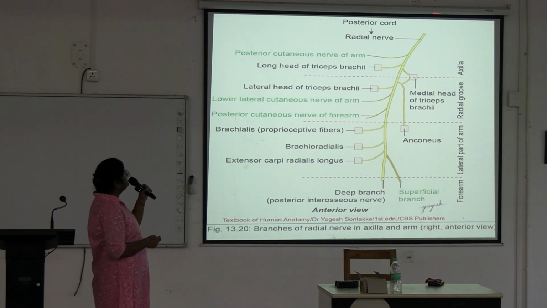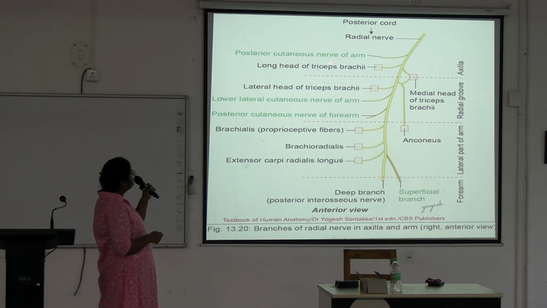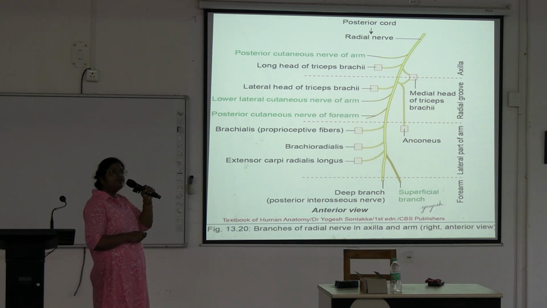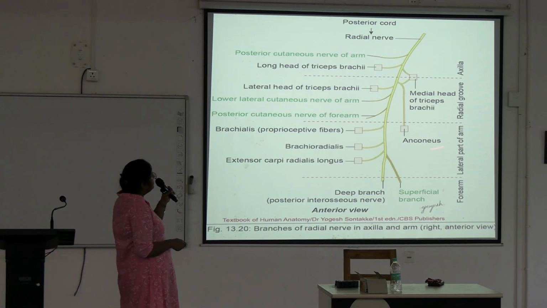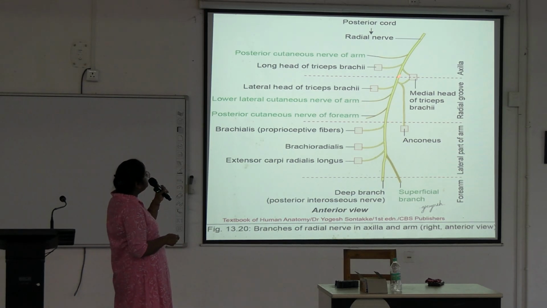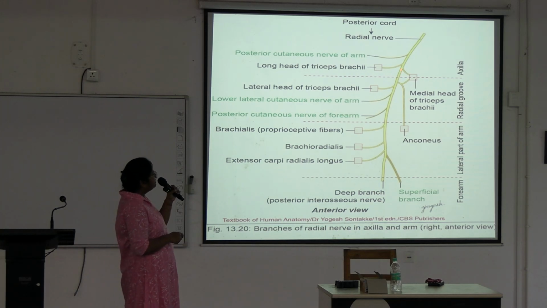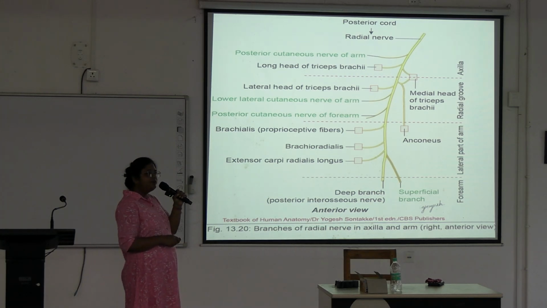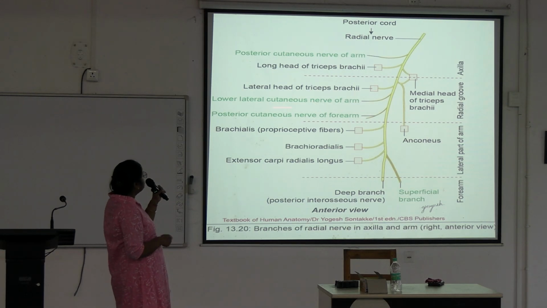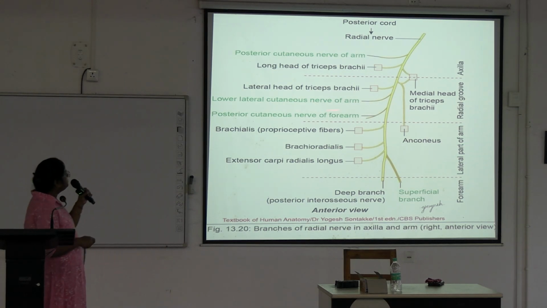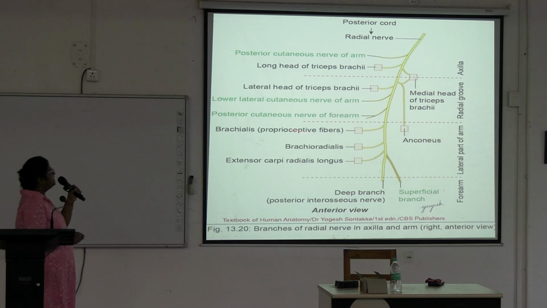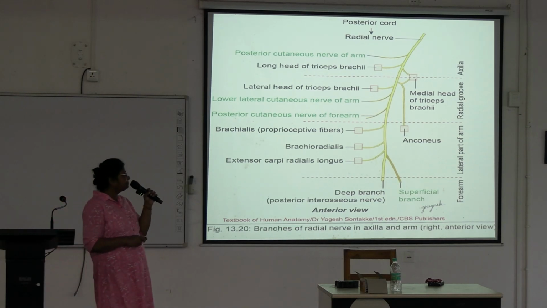See here the branches. In the axilla, it is giving branch to these two heads of the triceps. Long head of triceps, medial head of triceps, and one cutaneous branch is posterior cutaneous nerve of arm. In the radial groove, it is giving branch to lateral head and medial head of triceps, and branch to medial head is also going to supply the anconeus. And other two cutaneous branches are there, lower lateral cutaneous nerve of arm, posterior cutaneous nerve of the forearm.